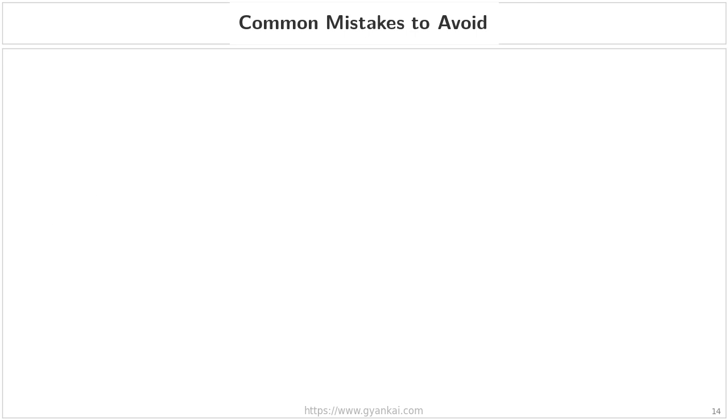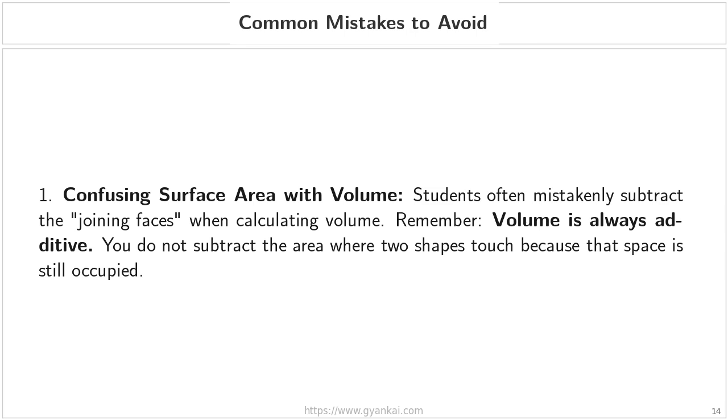Common mistakes to avoid. First, a very important distinction. Do not confuse surface area with volume. When we calculate surface area, we often have to subtract the joining faces because those surfaces are no longer on the outside. However, when we are calculating volume, as we saw with our grain silo example, volume is always additive. You do not subtract the area where two shapes touch, because that space is still filled with material. It is still part of the object's total capacity.